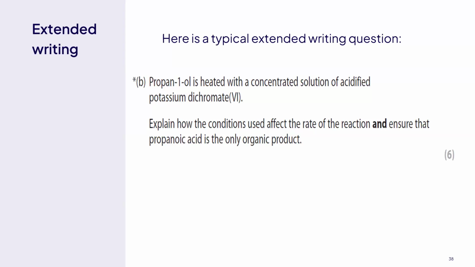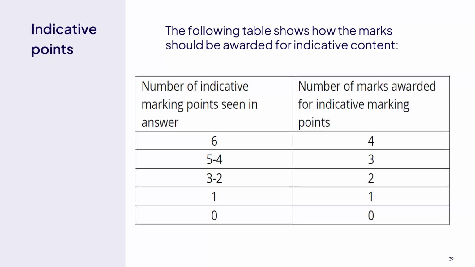There's a typical extended writing question, and you can see it's worth 6 marks. Propan-1-ol is heated with concentrated solution of acidified potassium dichromate. Explain how the conditions affect the rate of the reaction and ensure that propanoic acid is the only organic product. Now, the way this is marked is by there being a number of what they call indicative points, and there are usually 6 of them. And those points will be listed in the mark scheme.